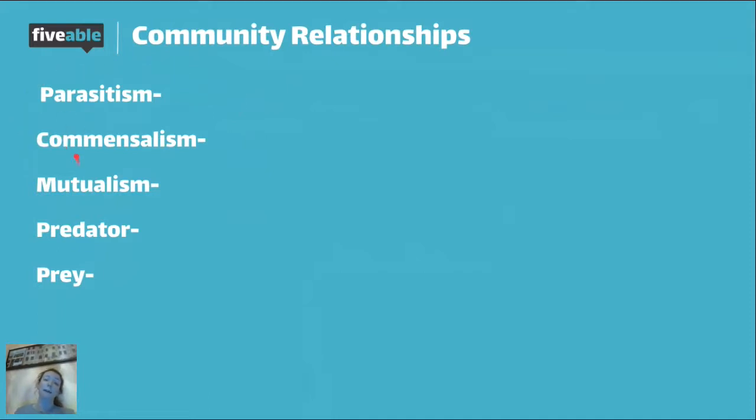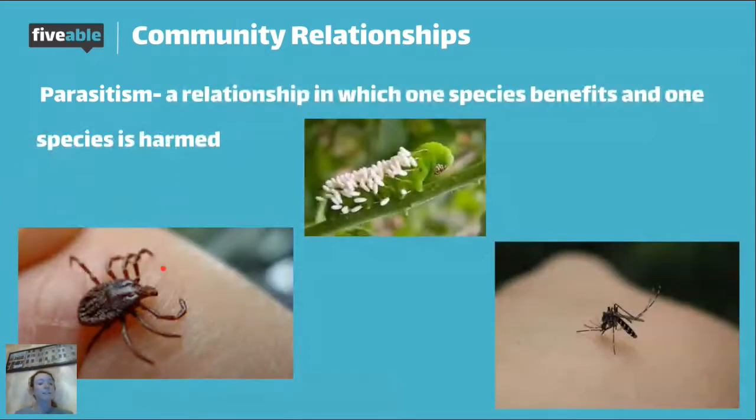And the examples of that would be parasitism, commensalism, and mutualism. And then there are predator-prey relationships, which are very straightforward. So parasitism is going to be a relationship in which one species benefits and one species is harmed.